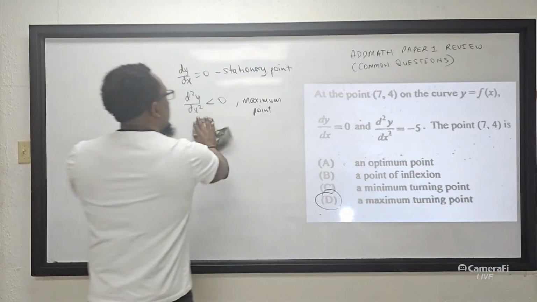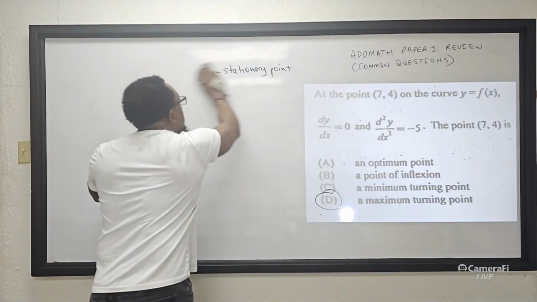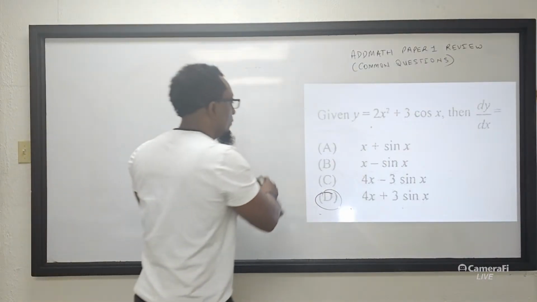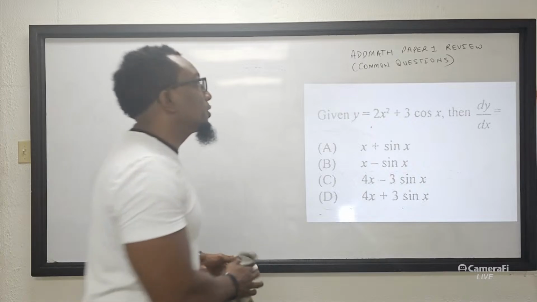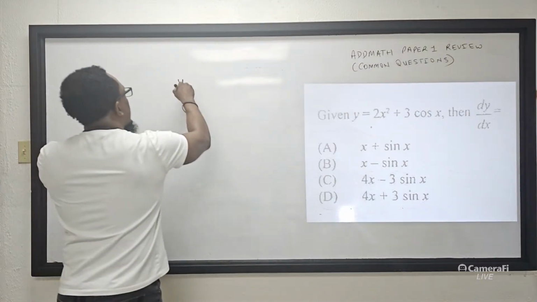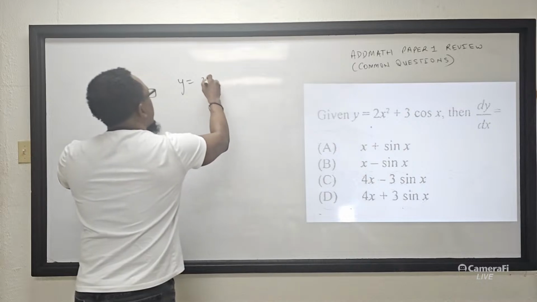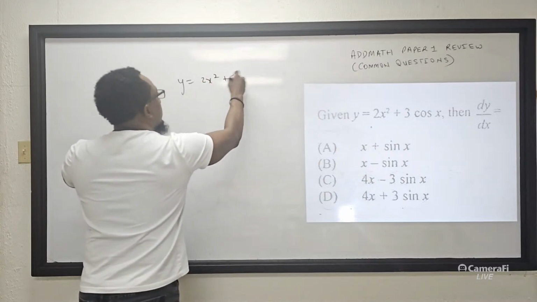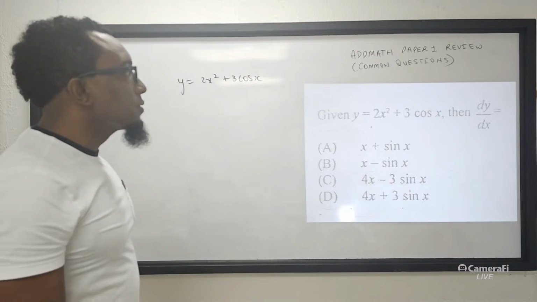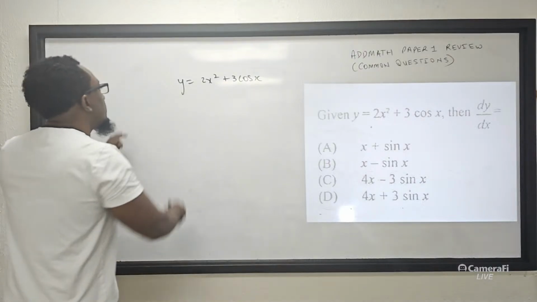Okay, let's look at another. Common questions, get familiar. So let's differentiate that function. y is equal to 2x squared add 3 cos x. So what is that equal to? So dy over dx.